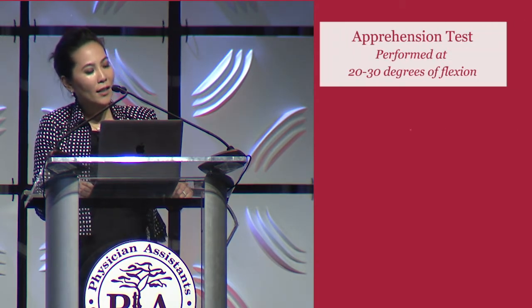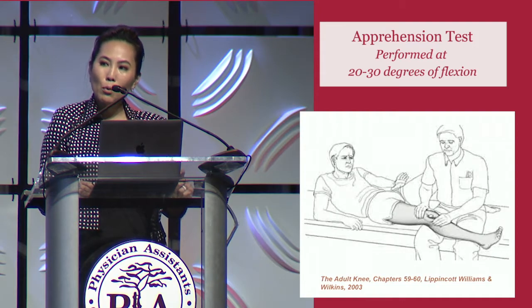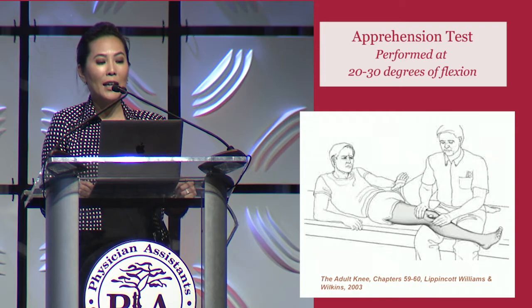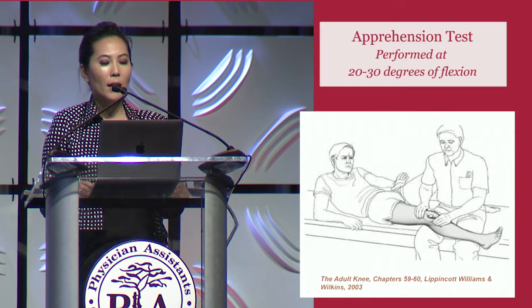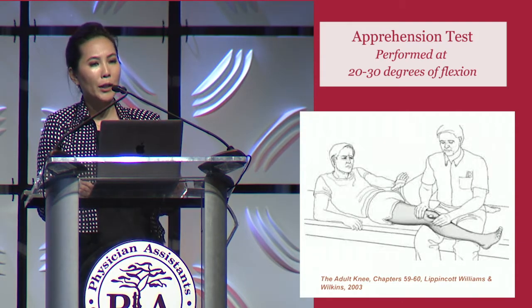The apprehension test, this is really important. So at about 20 to 30 degrees of flexion, you translate the patella as far as it'll go, both medially and laterally. And if the patient feels that it's about to dislocate, then you can assume that there is some sort of instability component involved.